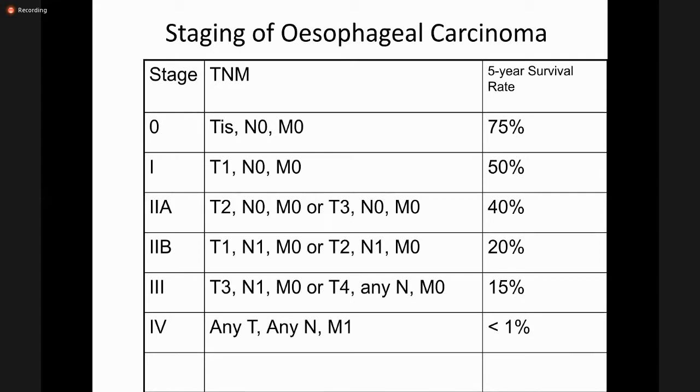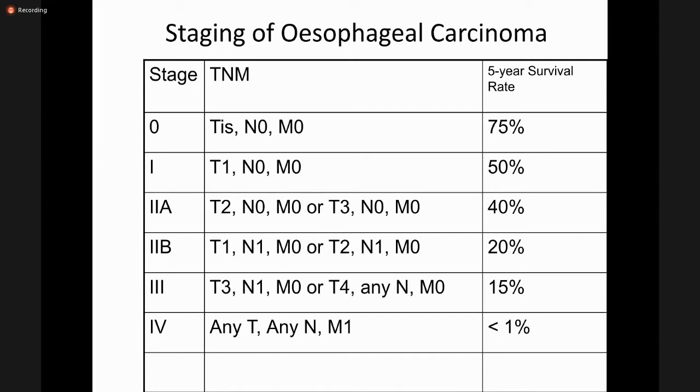If it is stage 2, it is again divided into 2A and 2B. 2A means if the T2 is there. T2 means that the muscularis propria is involved. Like first layer, mucosa, submucosa, second layer is involved, and third layer is also involved, and there's no nodal involvement. Then we call it T2, stage 2A. Or if even the serosa is involved, like T3, but there's no nodal involvement and no distant metastasis, then we call it 2A. And then the survival rate is 40%, 5-year survival rate.